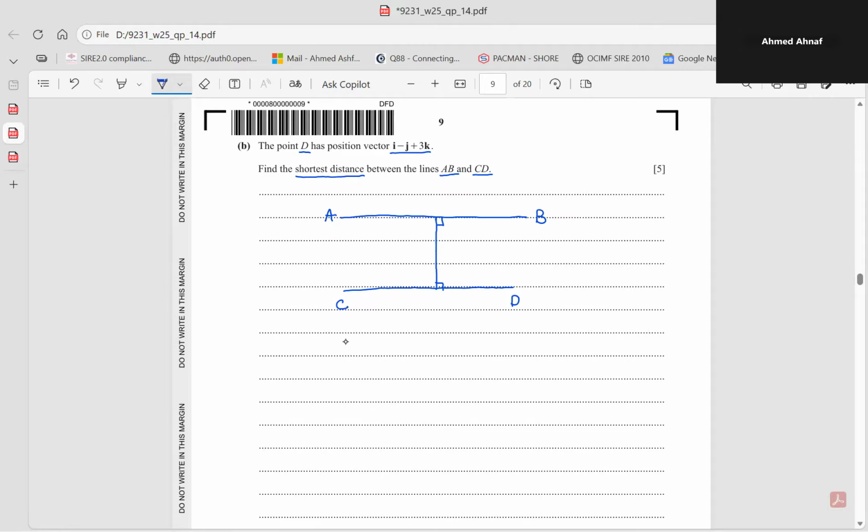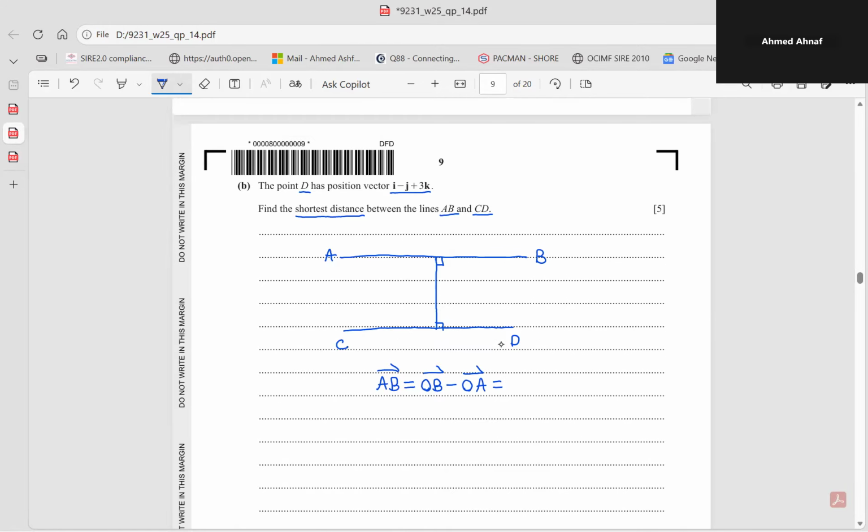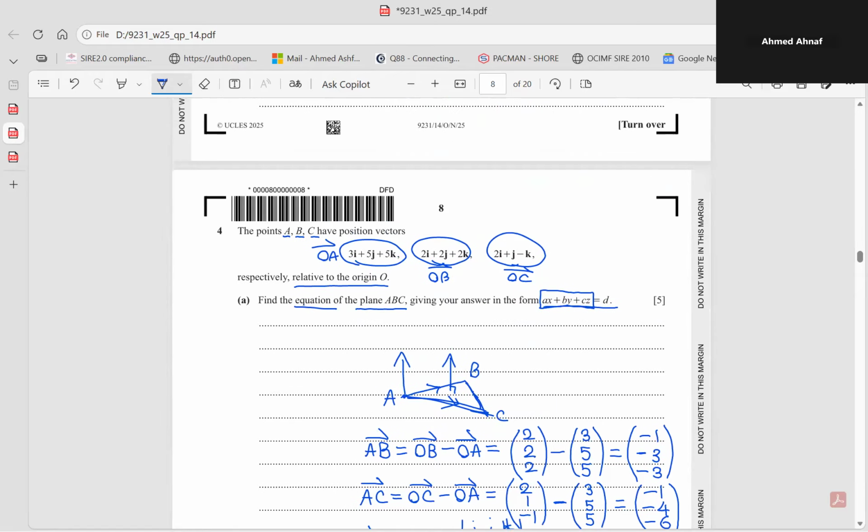Okay, so to find that, let's just find AB. AB is just OB minus OA. So OB is 222.